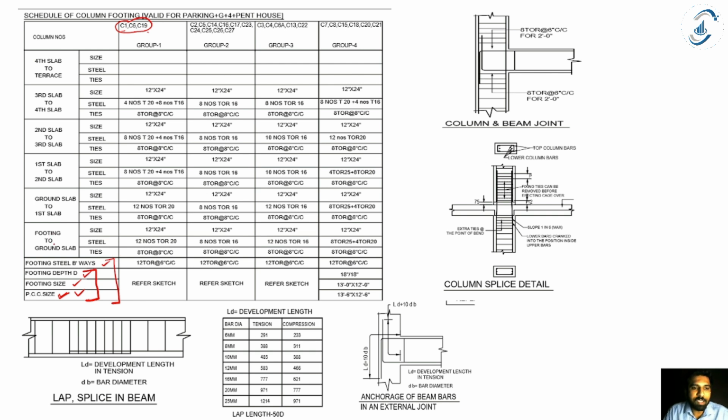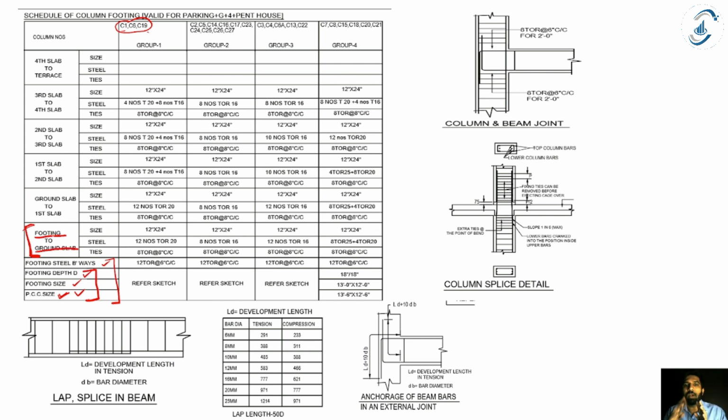Now we have foundation to ground slab. Now what is my column details? So from here onwards we are going to study the column details. This is my column detail. So when it comes to column details, now for footing, footing to ground floor slab.